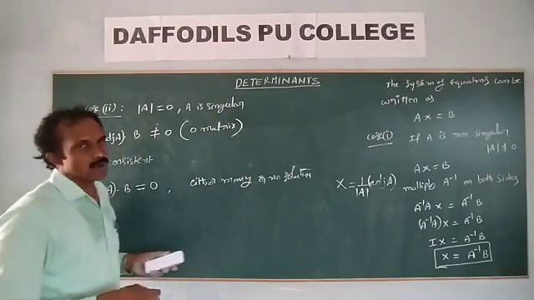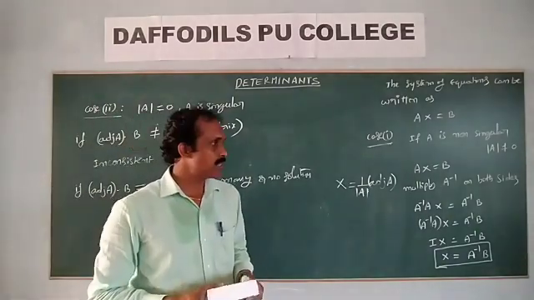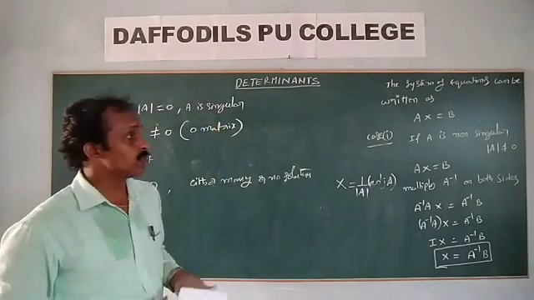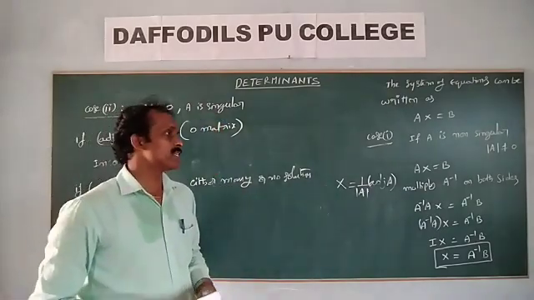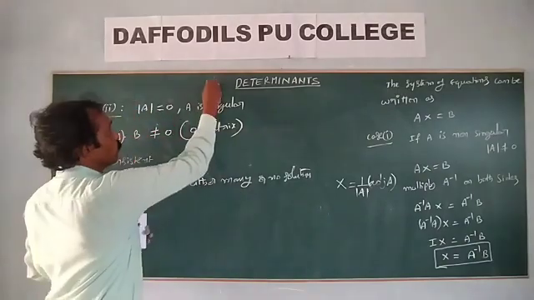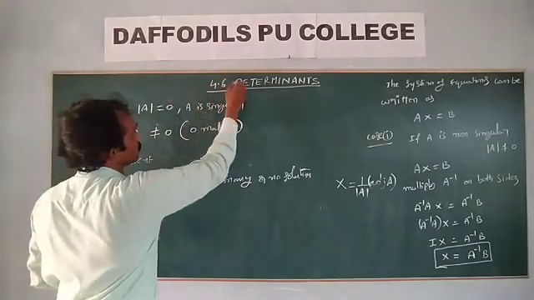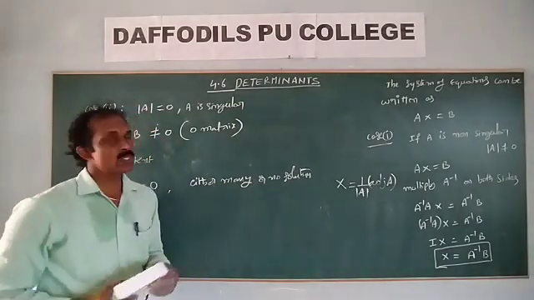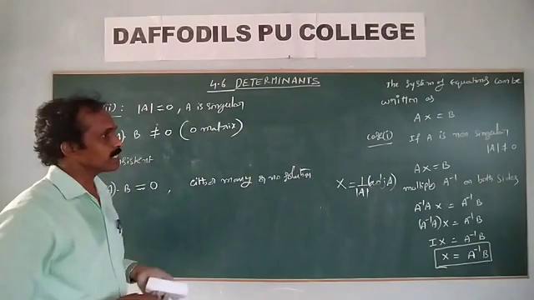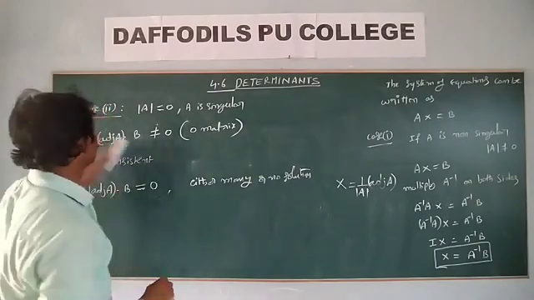So this method is called the matrix method, or matrix inverse method. The questions are asked as: solve the system of equations by using the matrix method. This Exercise 4.6 is compulsory, 1% will come in the board exam, or 5 marks. This is a very important exercise for 5 marks.